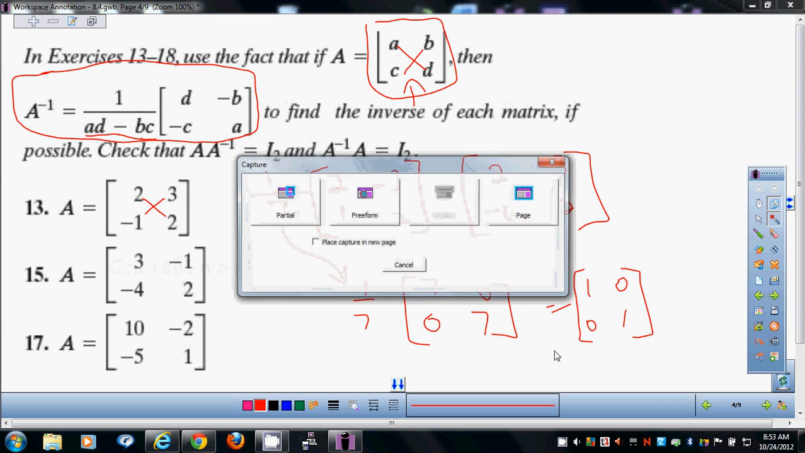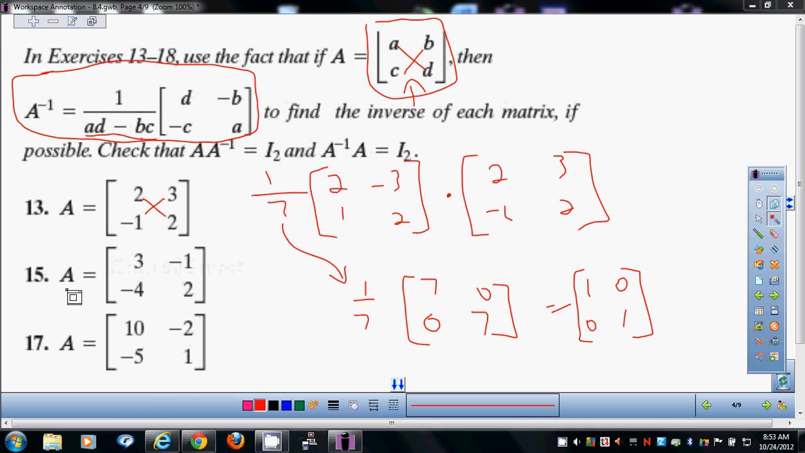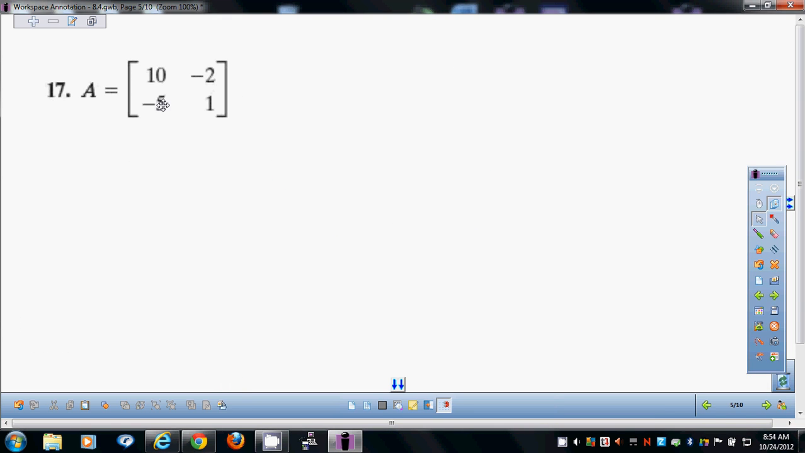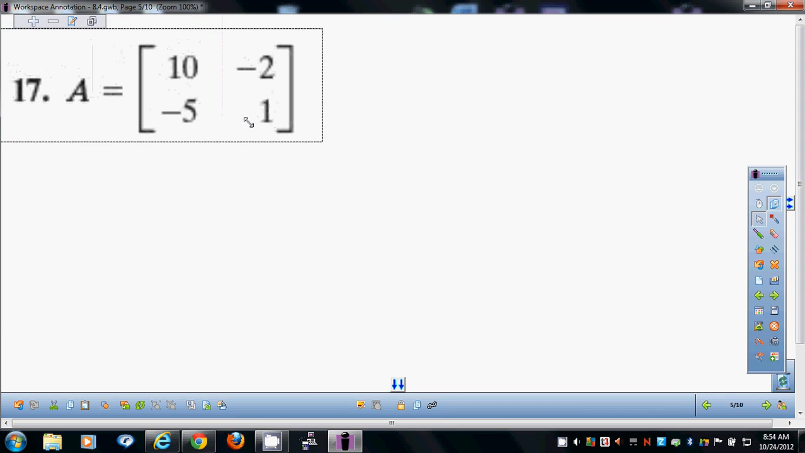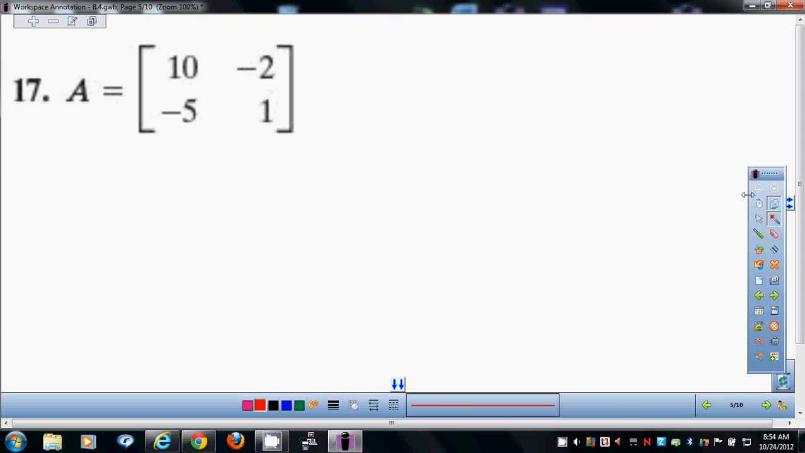Let's look at another. Let's look at number 17. What's the first step to finding the inverse? Big D word? The determinant. AD minus BC. That's 10 minus 10. What does that tell me? I can stop right here. No inverse. Your determinant is 0. You get no inverse.